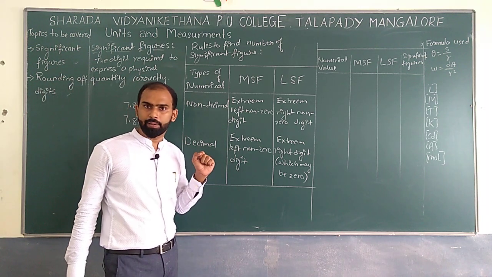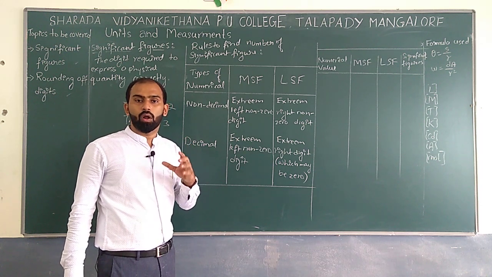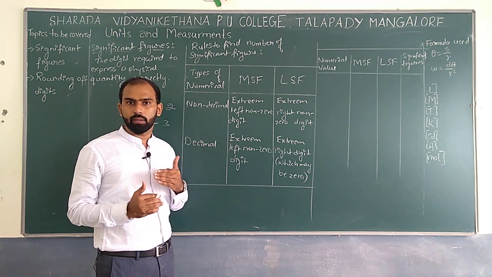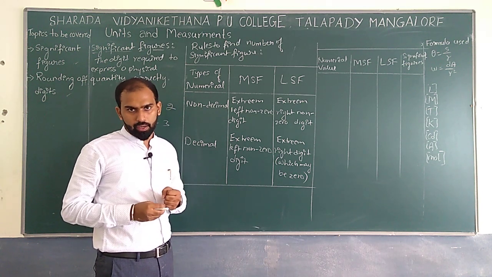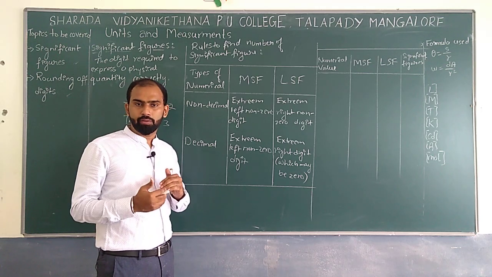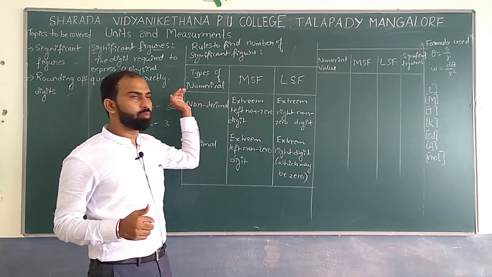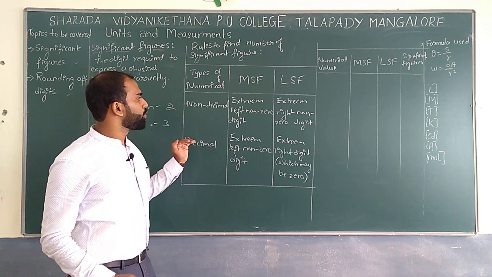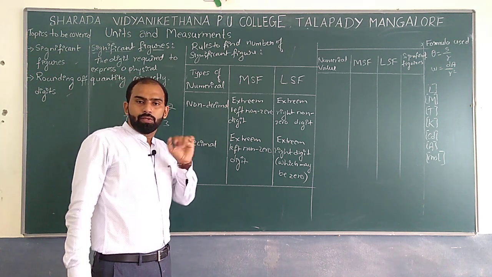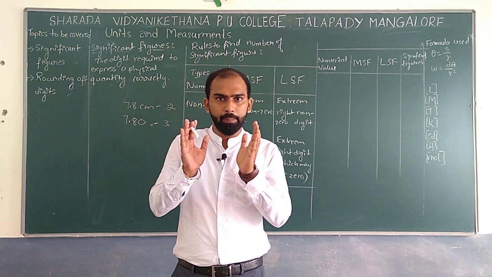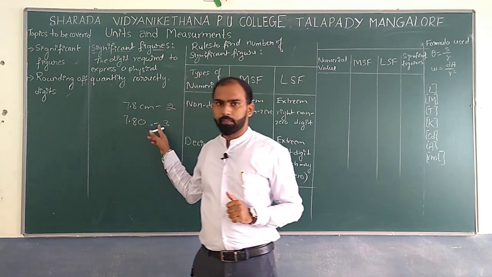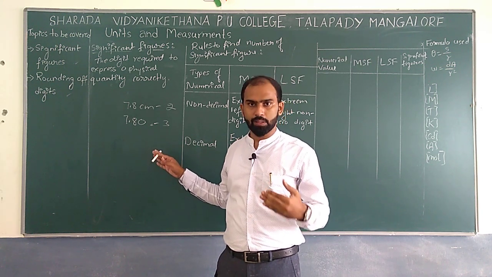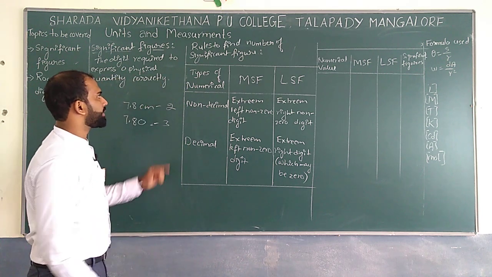Now a question may arise in your mind: how to conclude how many significant digits are there in a particular given number, correct? To understand this, we need to understand some rules which come under significant figures. So what are the rules we are supposed to follow? If a value is given, you have to check whether the given value is a decimal value or a non-decimal value. So the first thing is the types of numericals.